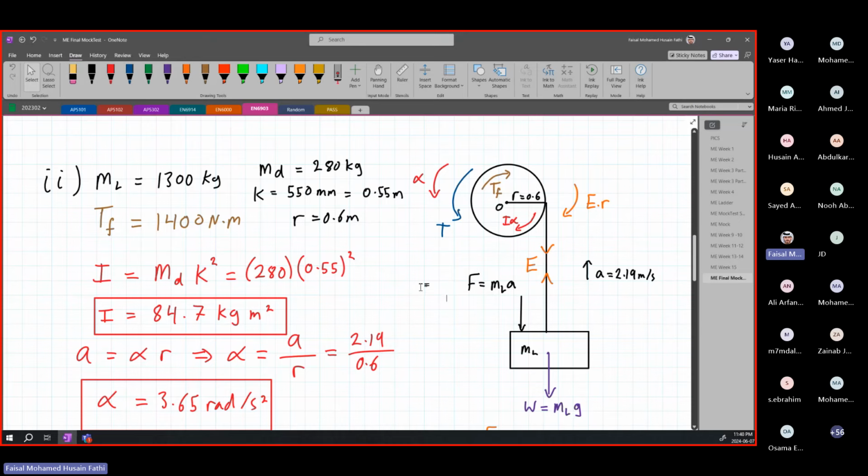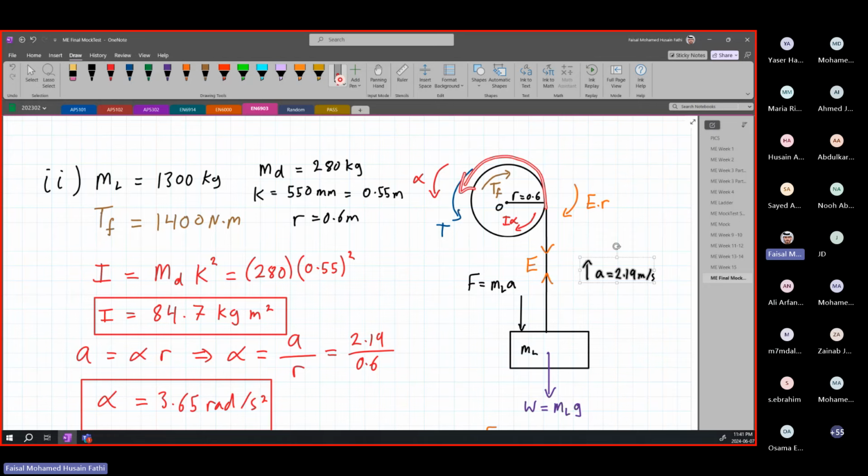So as I was saying earlier, when we're looking at this drum, we're going to have an acceleration over here. This acceleration, if it's going upwards, means that the angular acceleration of this is going to be in a clockwise direction. That means our torque is going to be counterclockwise, and our torque friction will also be counterclockwise, and I alpha will always be opposite to these two in direction.